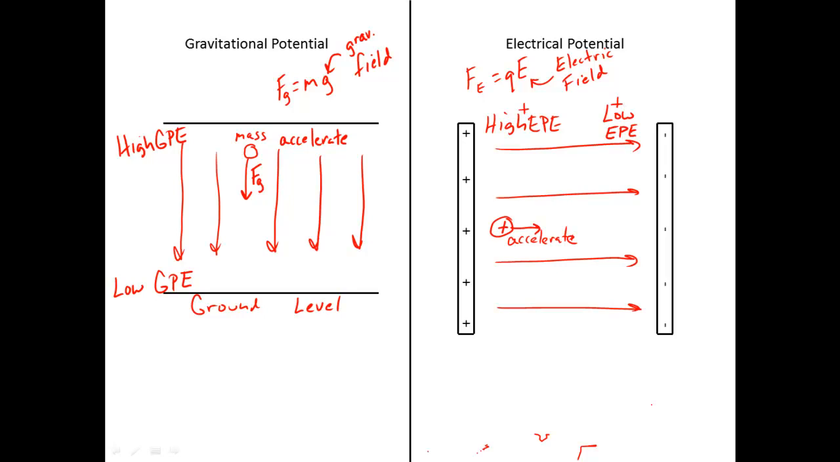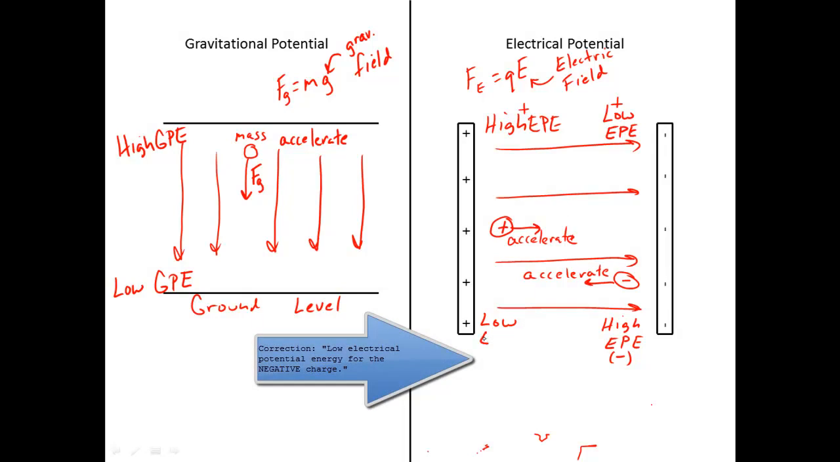If I had a negative charge, let's say it started here, we would expect it to accelerate in this direction. For the negative charge, where would we expect to have high electrical potential energy? The high electrical potential energy for the negative charge would be here. That's for the negative charge. And there would be low electrical potential energy here for the positive charge.